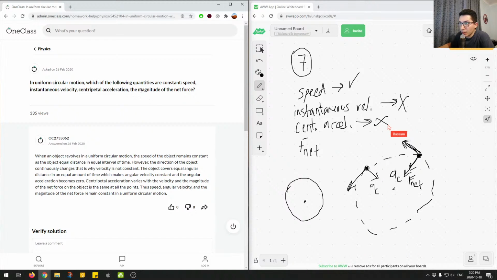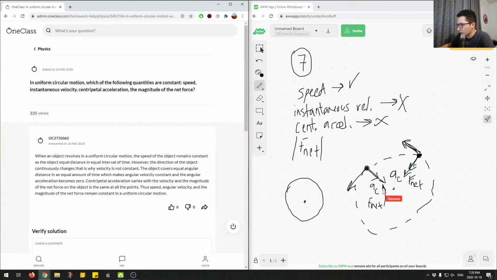And finally, we have the magnitude of the net force. So we can see here, we'll put an absolute value. Since we're talking only about the magnitude of the net force, you can see clearly that they've specified this for a reason. We can see that although the net force changes direction, the next net force will be over here. This would also be F net. So I'll say that's F net.